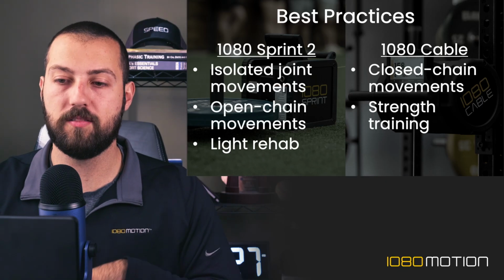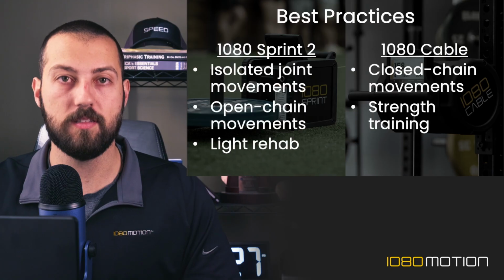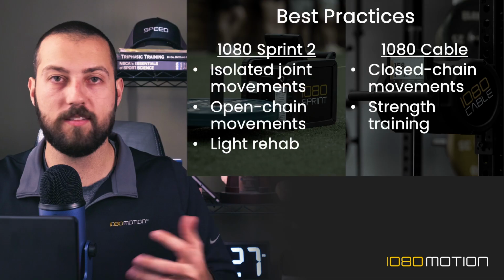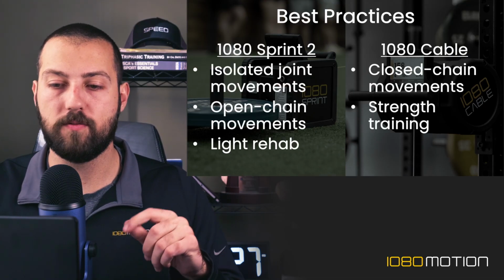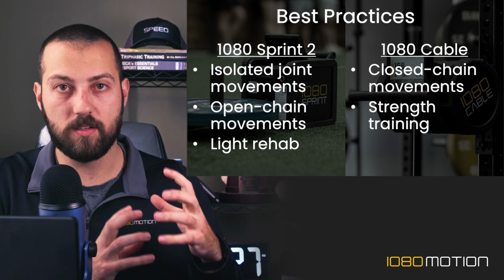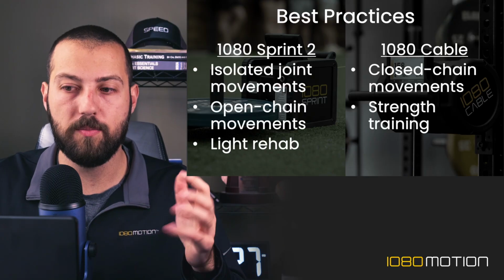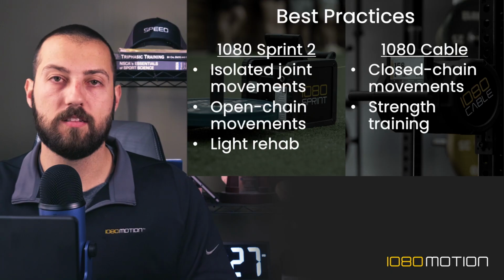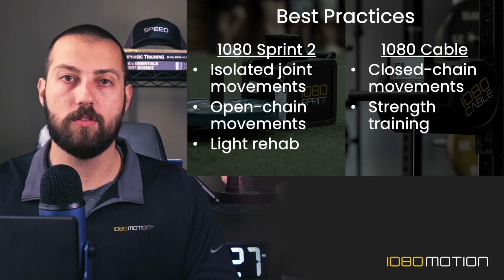And the best practices, so with isokinetics, because all of our products have this ability to create this type of resistance, what is the best one? Because that's why we have different products, because they do better things differently. So the 1080 Sprint 2 is going to be more appropriate for isolated joint movements, smaller joint movements, or open chain, lower force outputs, lighter rehab. And on the flip side, the 1080 cable, which is made for higher amounts of force, this is going to be closed chain movements. You are making way, way more force.